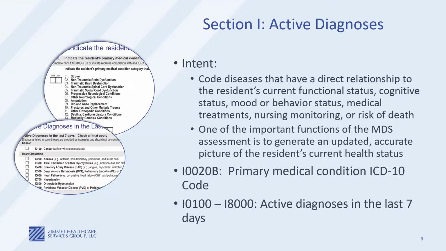Okay. So one of our important functions, again, an accurate picture of the resident's current health status. And by current, that is as of the assessment reference date. One of the questions it asks us is our primary medical condition, the ICD-10 code in item I0020B. That is mainly asked on our Medicare Part A residents. Some states are requiring it on the OBRA assessments, but their primary medical condition, why is the resident in the facility for their Medicare Part A stay, and then our other active diagnoses in the last 7 days.